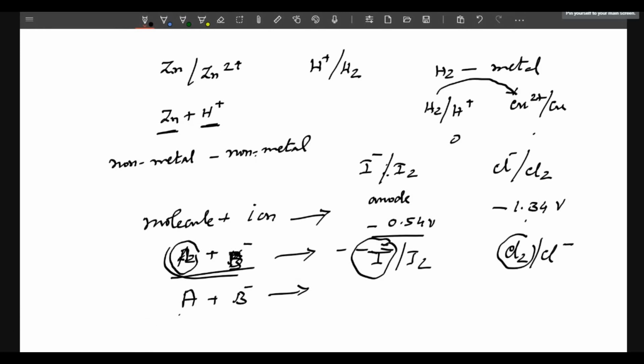Then another combination we are going to see is the hydrogen non-metal combination. What is the thing we have taken? The hydrogen non-metal combination.